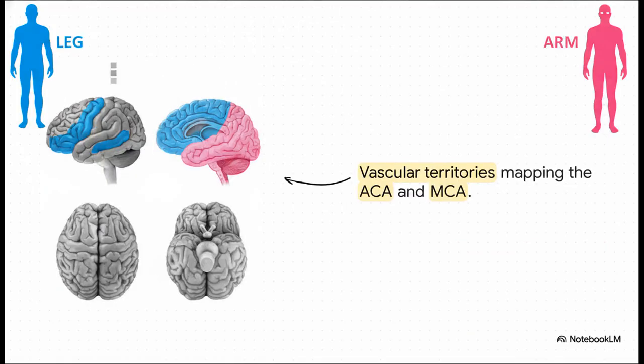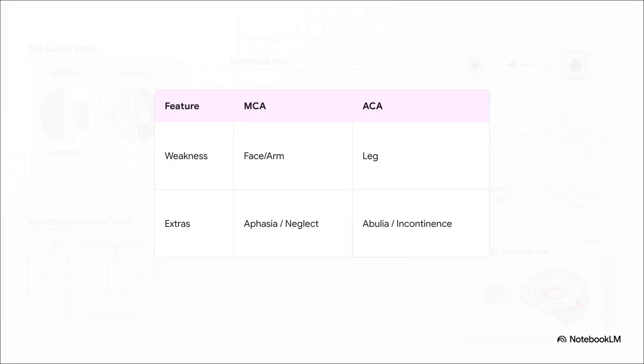Now, looking at these vascular territories, it makes perfect sense. The anterior cerebral artery, or ACA, supplies that medial cortex, which is home to the leg portion of the homunculus. On the flip side, the middle cerebral artery, the MCA, covers this massive lateral surface, heavily targeting the arm and the face.